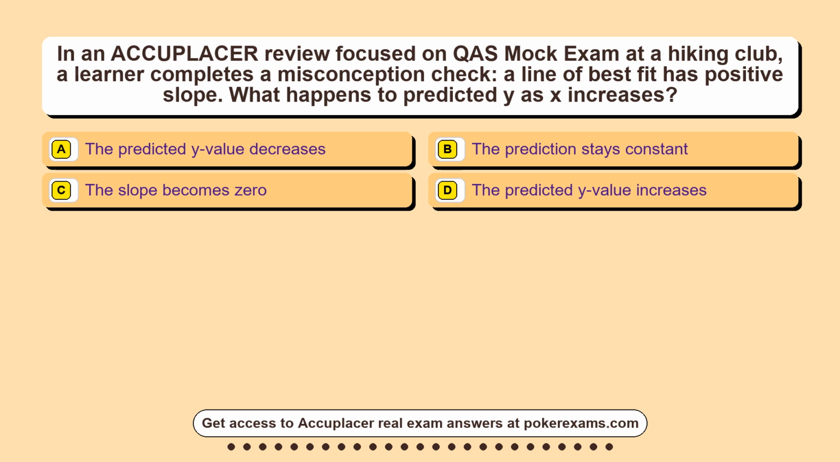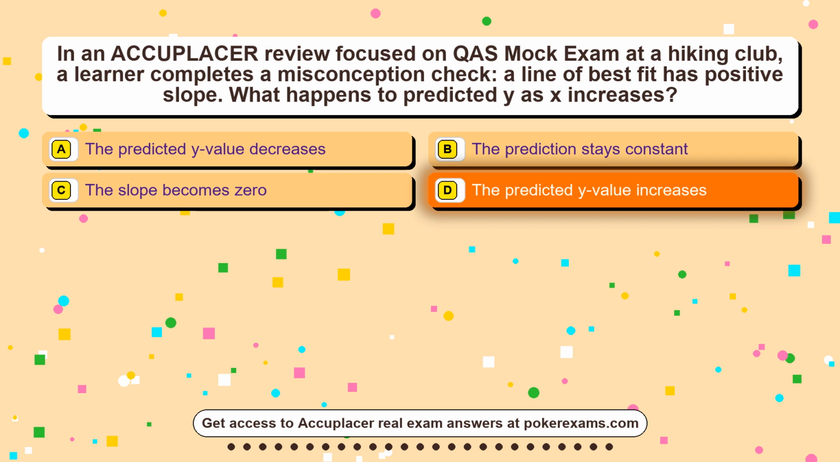Option A. The predicted y-value decreases. Option B. The prediction stays constant. Option C. The slope becomes 0. Option D. The predicted y-value increases. The correct answer is option D. The predicted y-value increases.